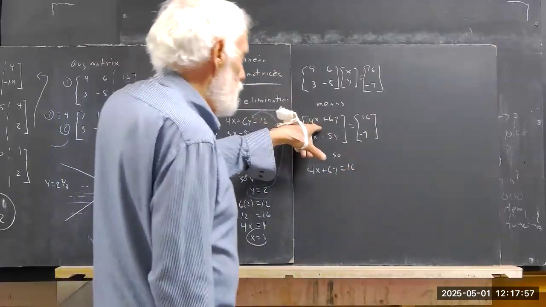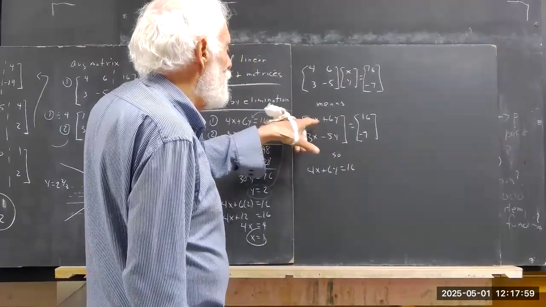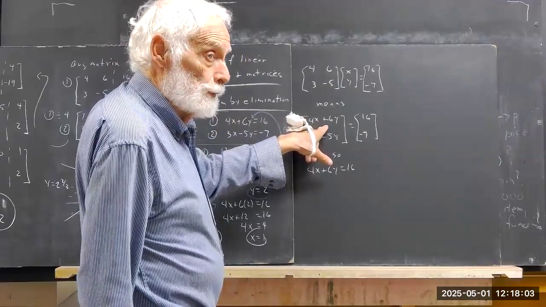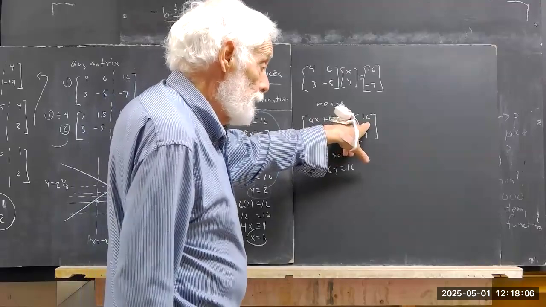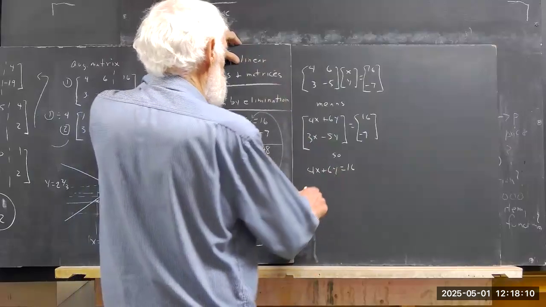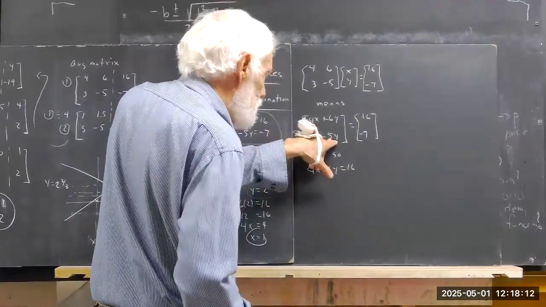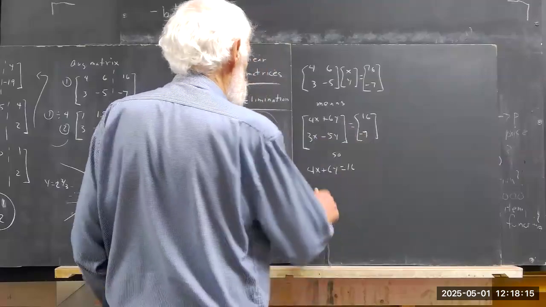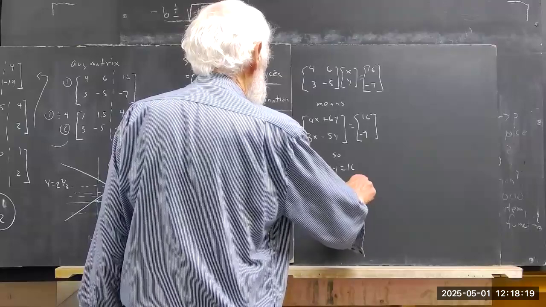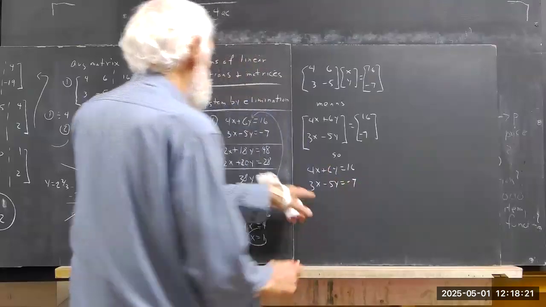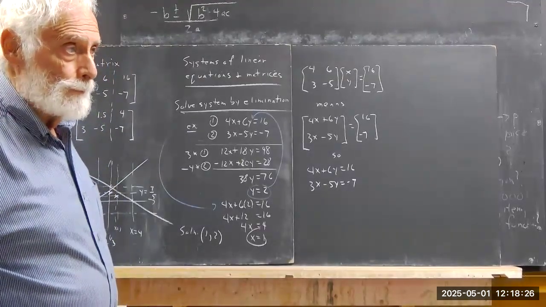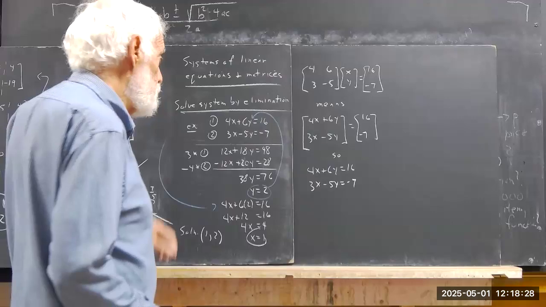And now since I've got 4x plus 6y in the first row, and I've got 16 in the first row here, and these matrices are equal, I get 4x plus 6y equals 16. And the second row of this matrix has to equal the second row of this matrix, so I get 3x minus 5y equals -7. And that was my original system. Okay? That's one illustration of matrix multiplication.